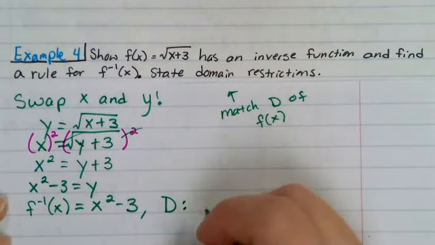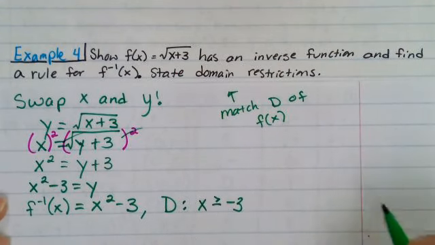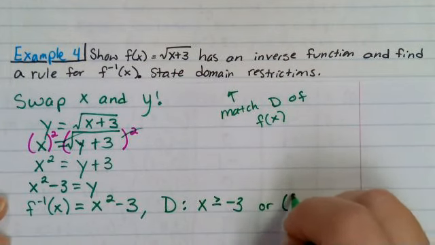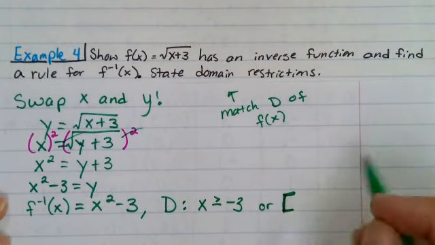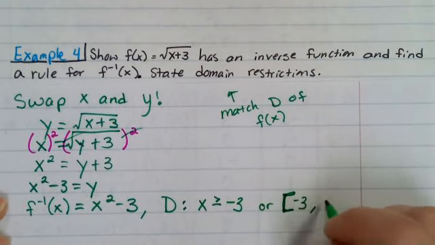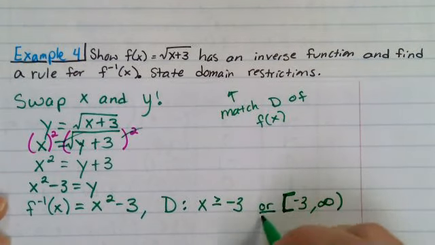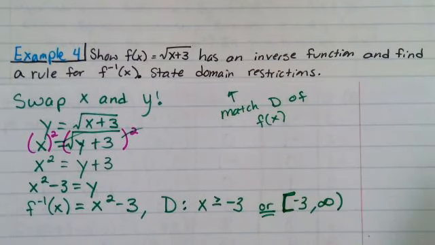So you can write it as an inequality, x is greater than or equal to negative 3, or you could write it in interval notation, which would be negative 3 to infinity. Either notation, I'm fine with either one. You don't need them both. Just pick one you like better and go with that. There's our function, our inverse, and there's our domain.